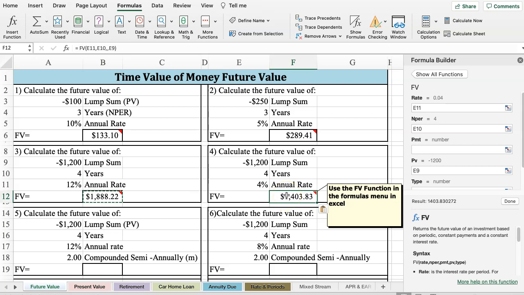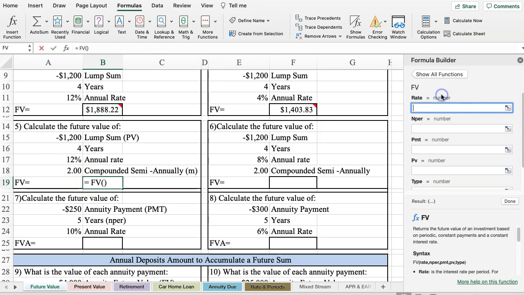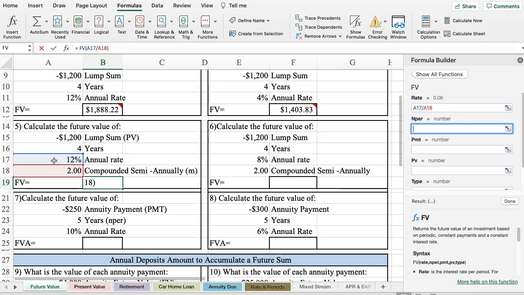Also, since this is set up, I can copy and paste it quickly, and it's going to put the same layout. But moving on to problem 5, we now have a little bit of a wrinkle. We're compounding semiannually, so the frequency, or M, is 2. To calculate this, use the future value function, with the rate divided by the frequency, and when we put in the nper, multiplied by the frequency.